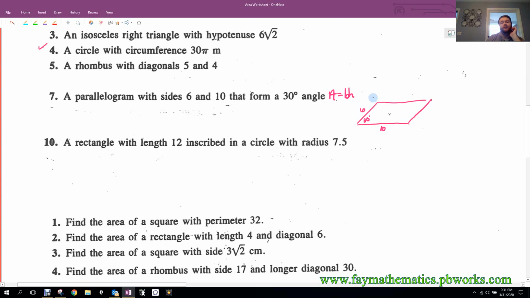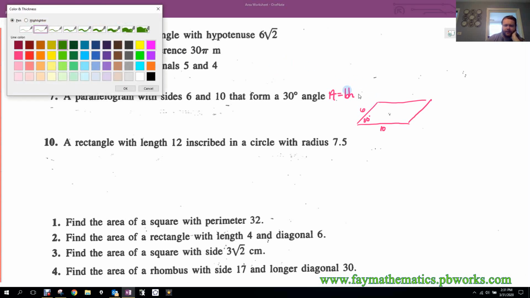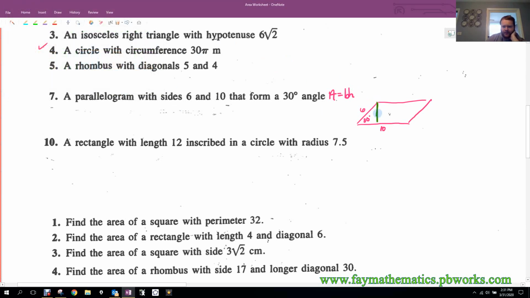I make that 30 degrees right here. Right here is my H. So then that should give me a triangle here that has 6 as the hypotenuse, 30 degrees, 60 degrees. And you're going to go through and use your 30, 60, 90 template to help you find what H is in that problem.